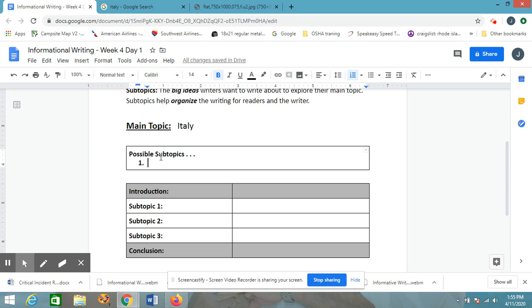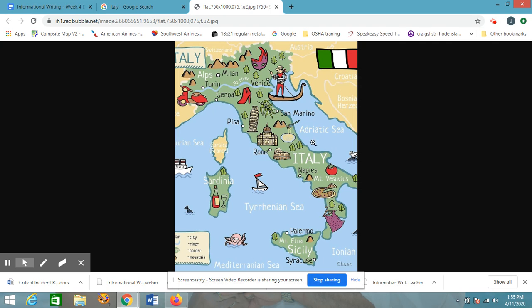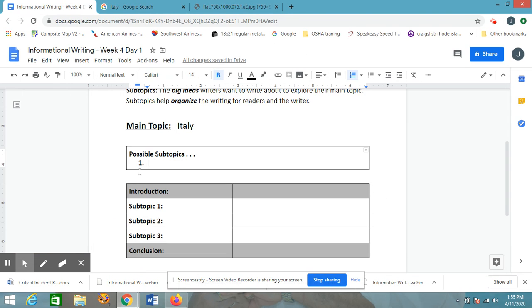So, in this box right here, possible subtopics, what are the big ideas that I could write about? What are my possible subtopics? Well, I already said a few of them. What do I know about countries? Countries have cities, and there are some really important cities in Italy. So one possible subtopic is cities. Cities in Italy.